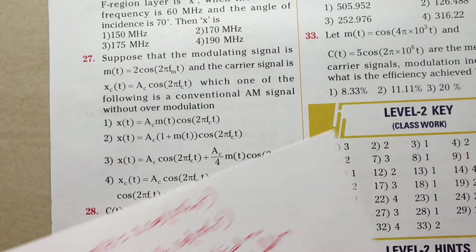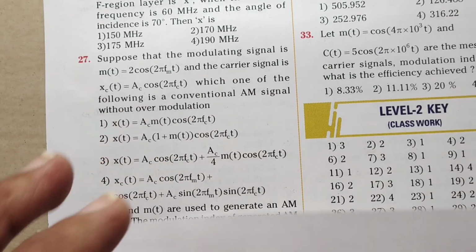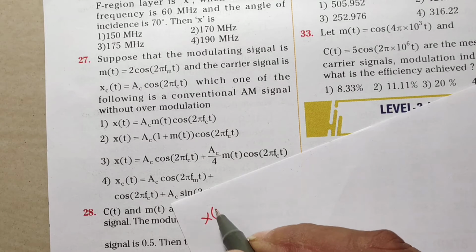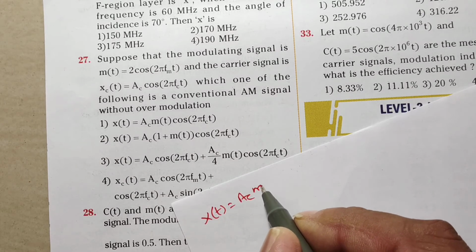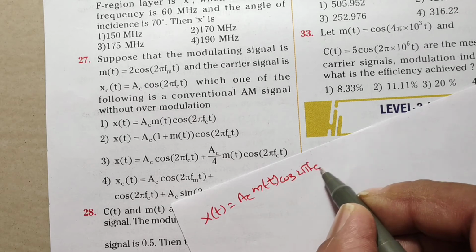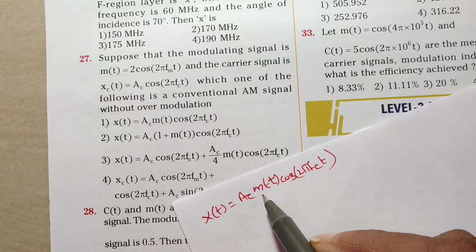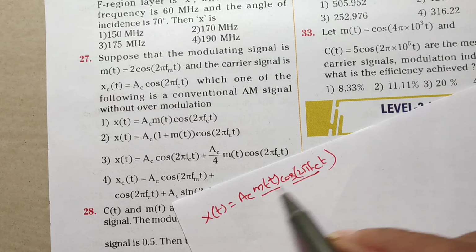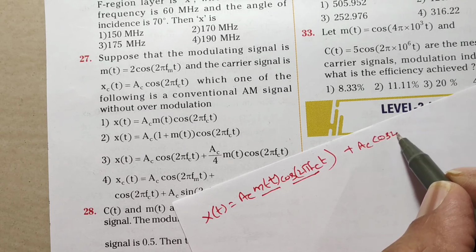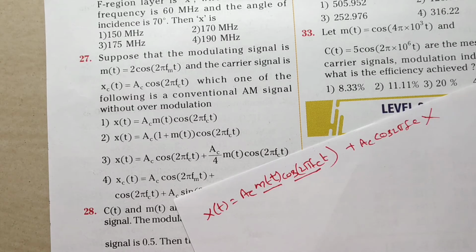So for checking, look here. First option: they have given x of t equal to AC m of t cos 2 pi fct. In this one, only the product of the message signal and the carrier signal is present. There is no addition of the carrier signal, AC cos 2 pi fct. This is not the modulated signal, so this option is wrong.